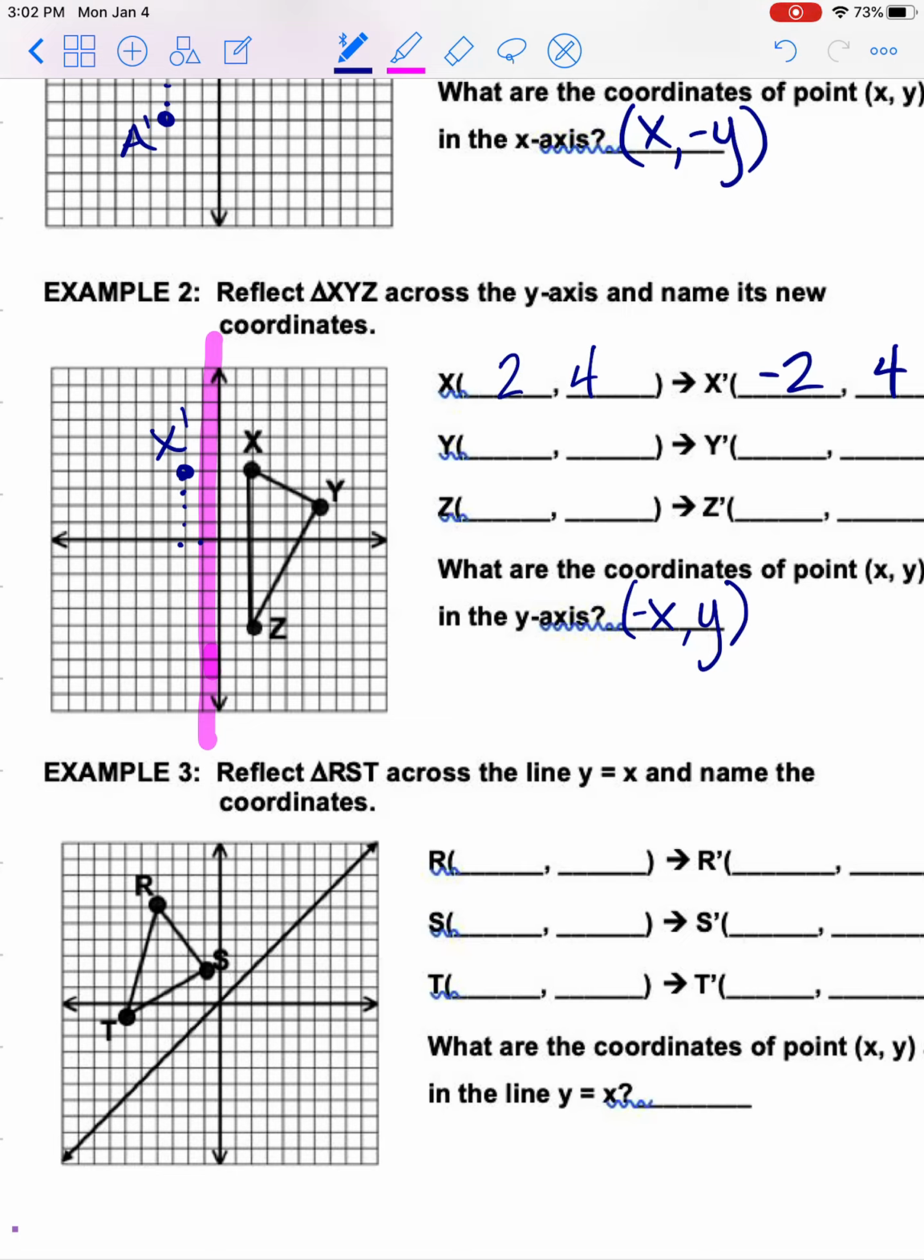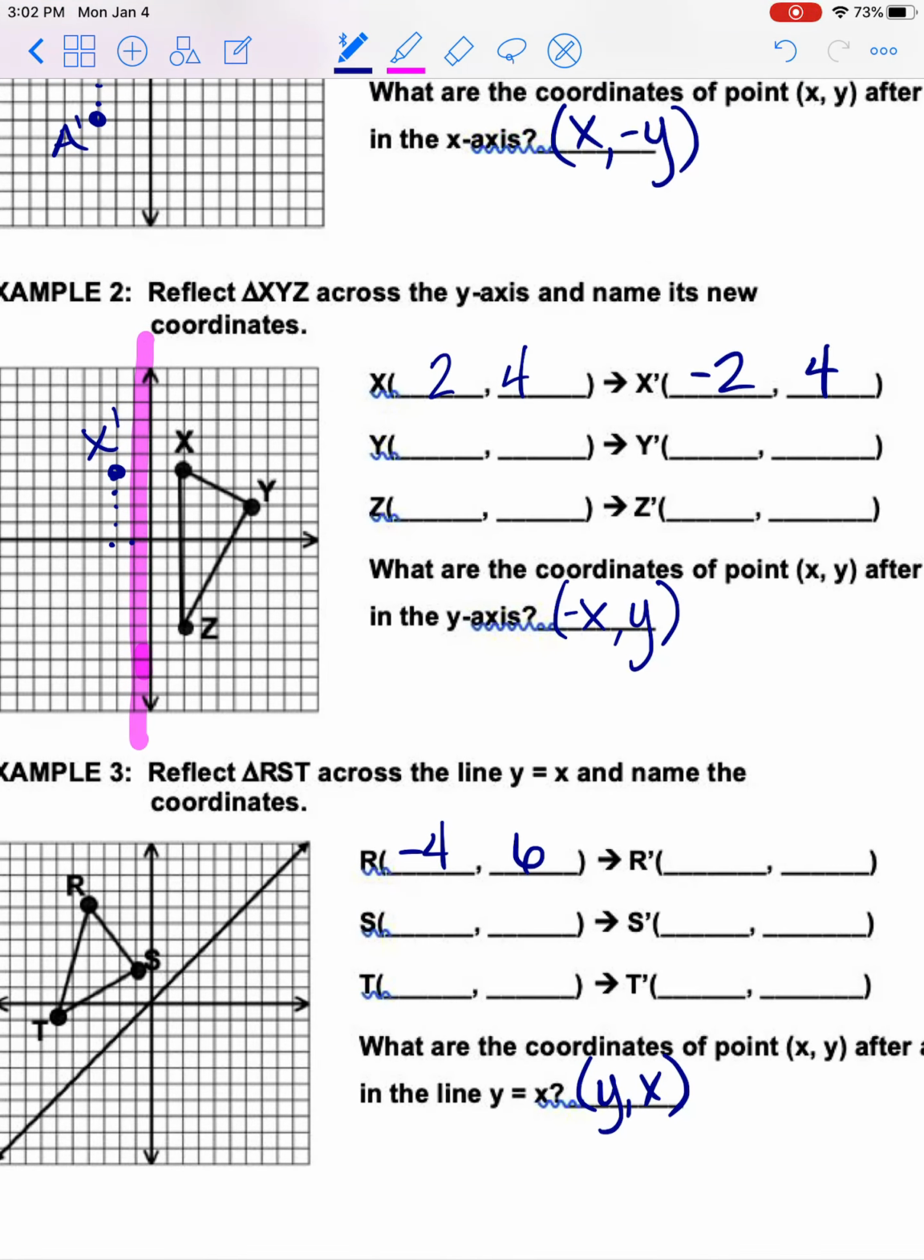There is a way to count it, and I will show you that, but to me the pattern is so much easier on this one. So we can see here that point R is at negative 4, 6. I just counted that on the graph. Remember, the pattern is just to flip them. So no sign changes. So we have 6, negative 4. No sign changes. All we did was literally flip them.